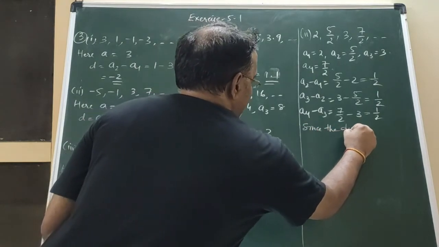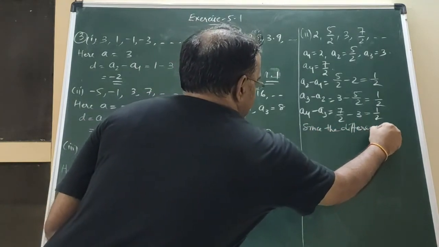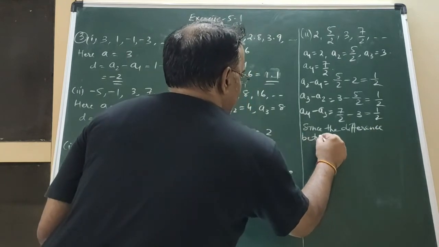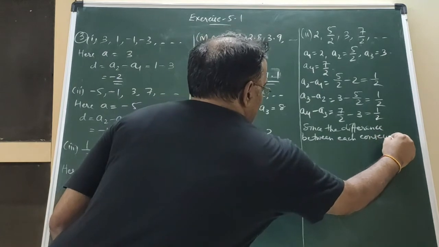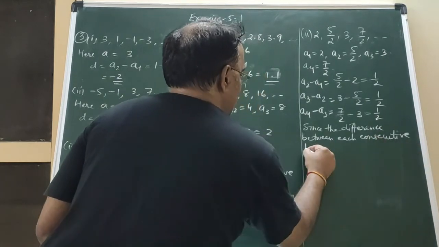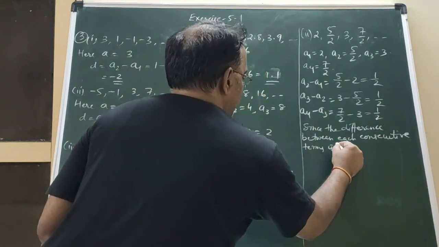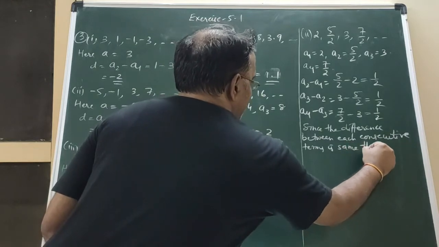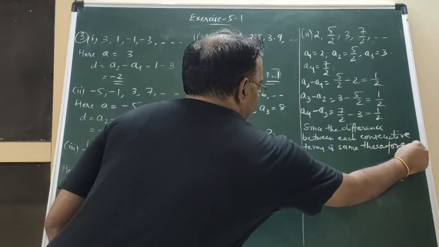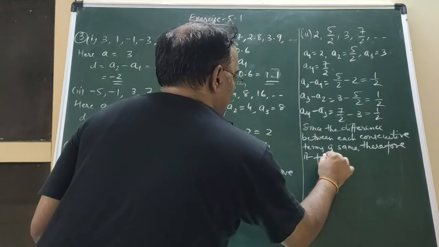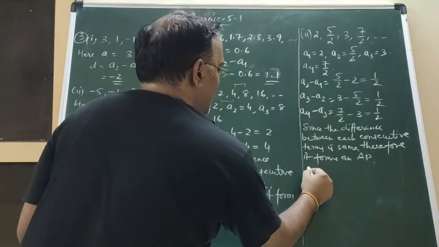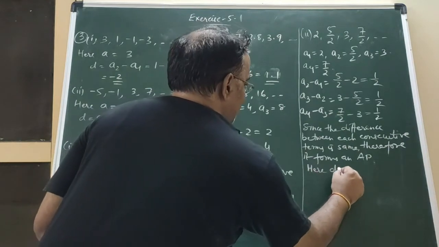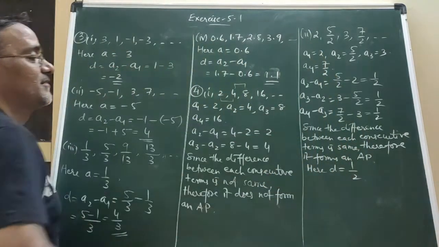the difference between each consecutive terms is the same, therefore it forms an AP. So what was the same value? D, that is 1/2, right?